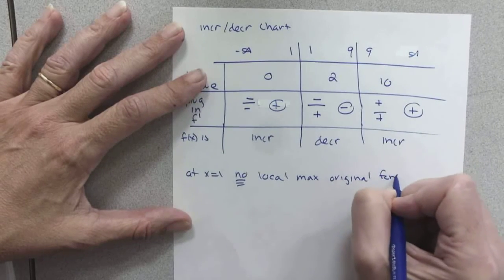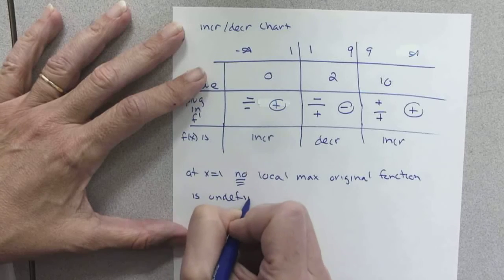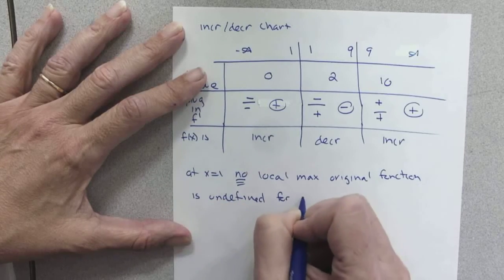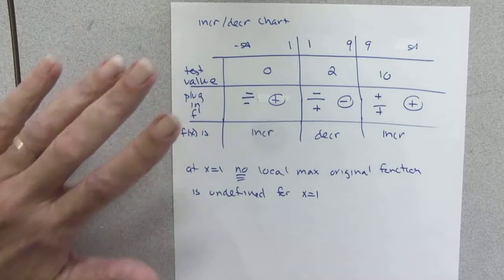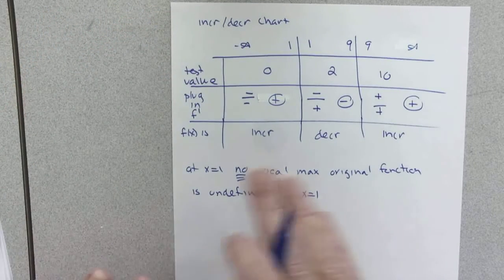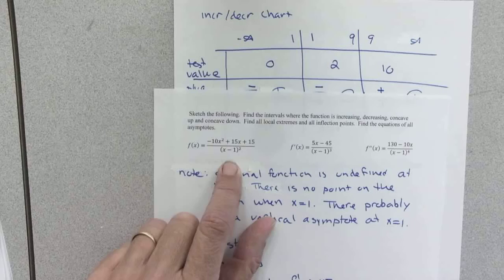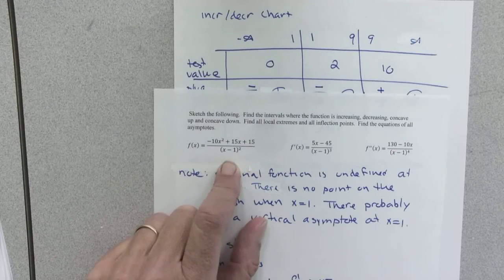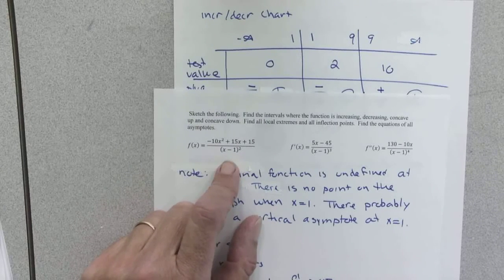Original function is undefined for x equal 1. Now, if you forget that, what's going to happen is you will then try to find your y-coordinate. You will plug in to get your y-coordinate, but it's not going to work. And so you will get a little reminder, oh yeah, it's undefined at 1, so I don't have a max or min.